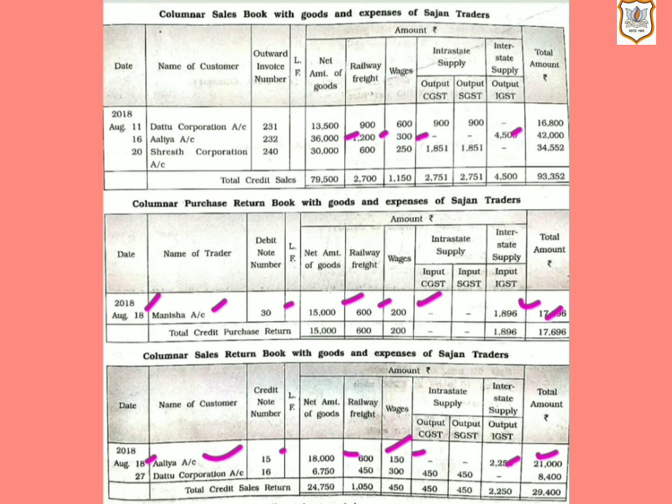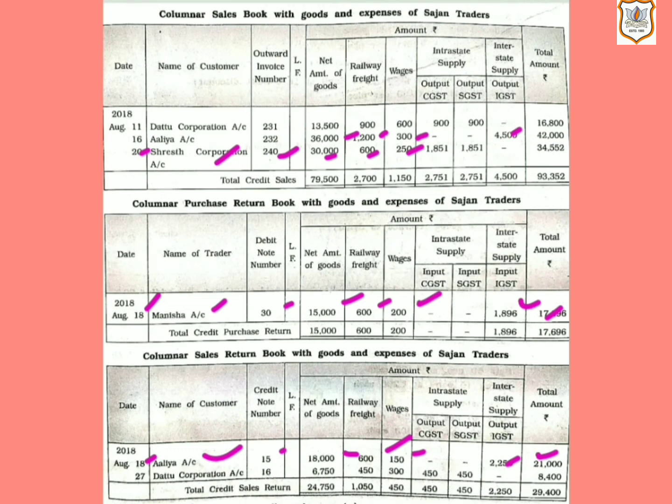Goods of rupees 30,000 sold to Shrestha Corporation, labor charge 250, railway freight 600, invoice number 240. This is a credit transaction. This is credit sales of goods, so it will be recorded in sales book. First we will write date 20, name of customer Shrestha Corporation, outward invoice number 240, net amount of goods 30,000, then railway freight 600, wages 250.